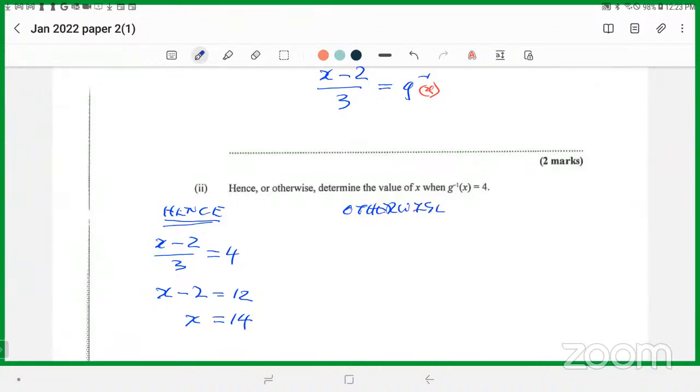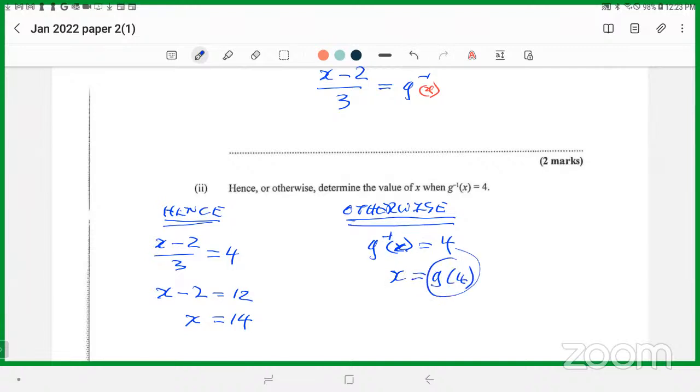There's another way. Watch this now, guys. It is to recognize that if g to the minus 1 of x equals 4, then just as we use the inverse function to solve the equation, it means that this x is equal to g of 4. We want to put the inverse of the inverse over here, which is the g. So it means that x is equal to g of 4.